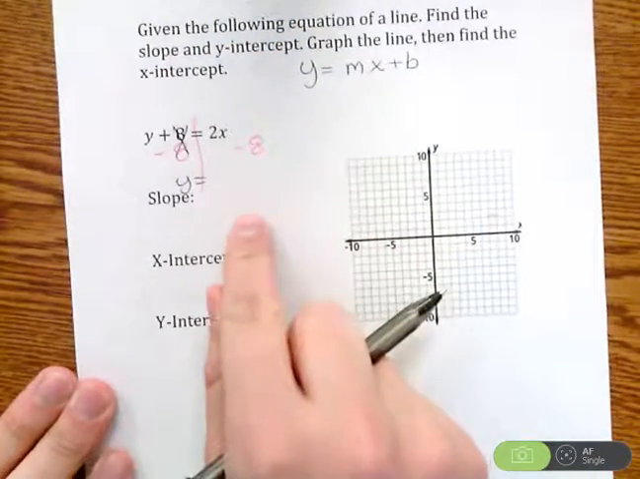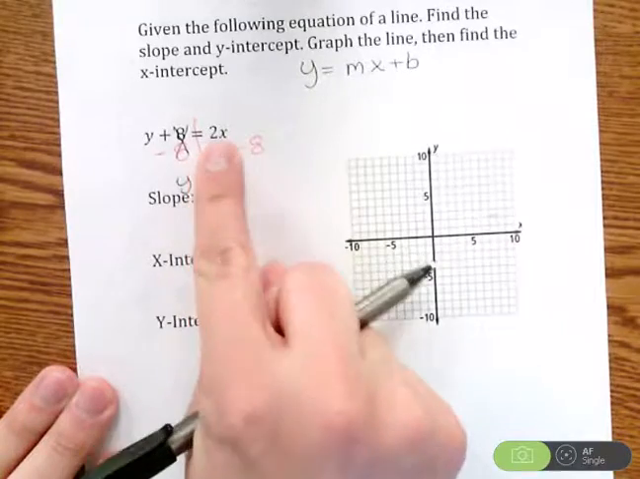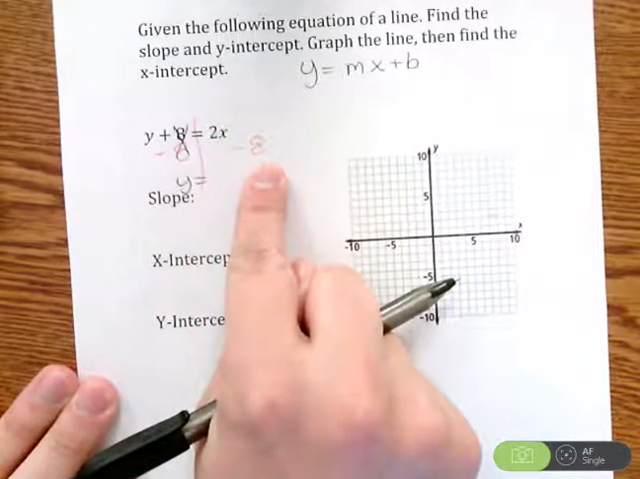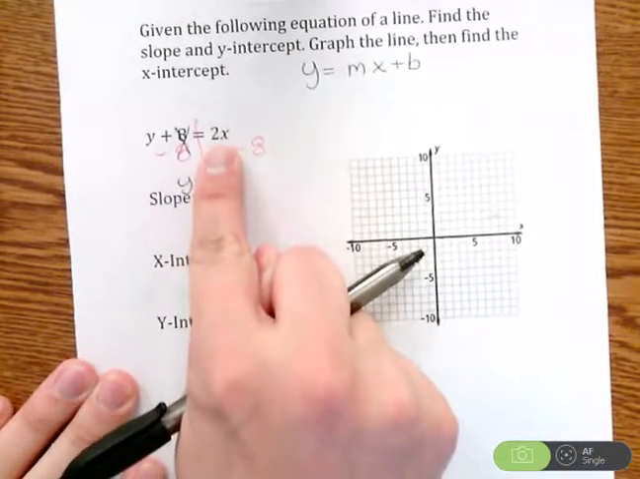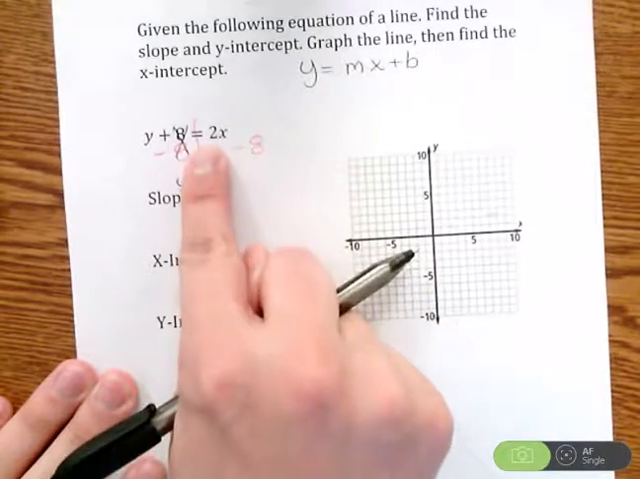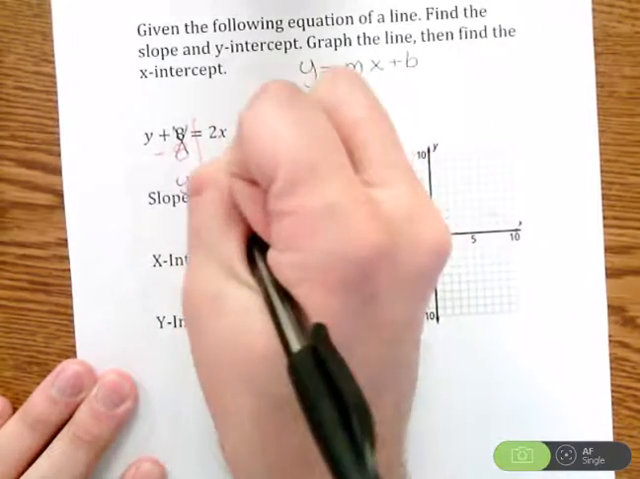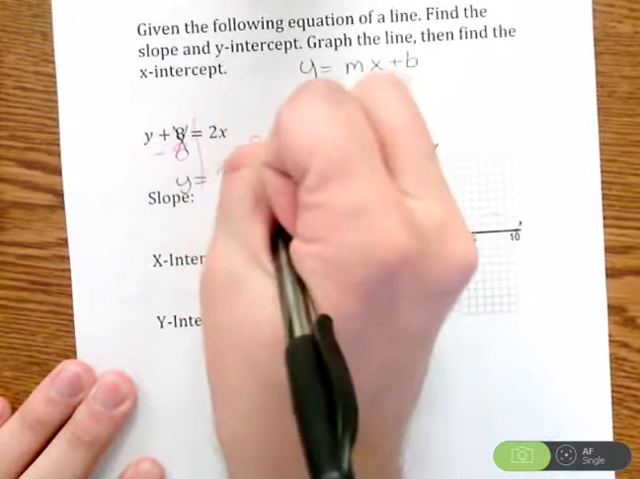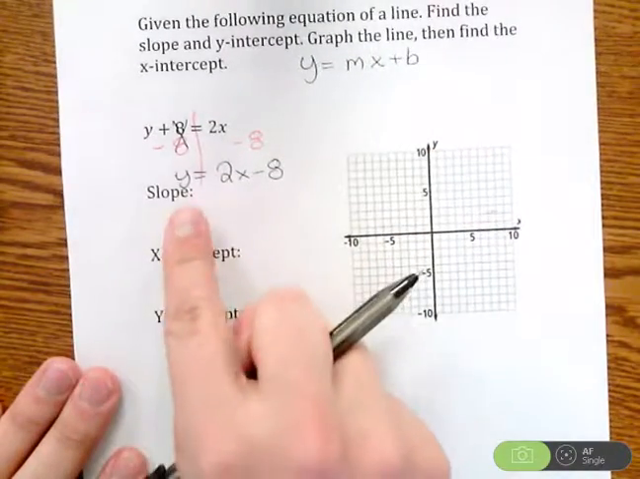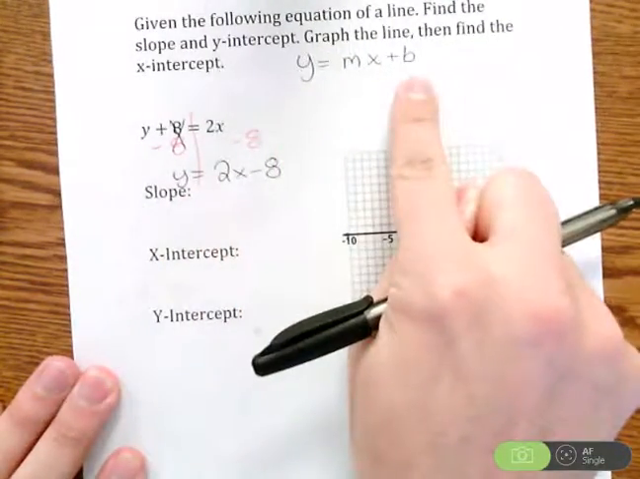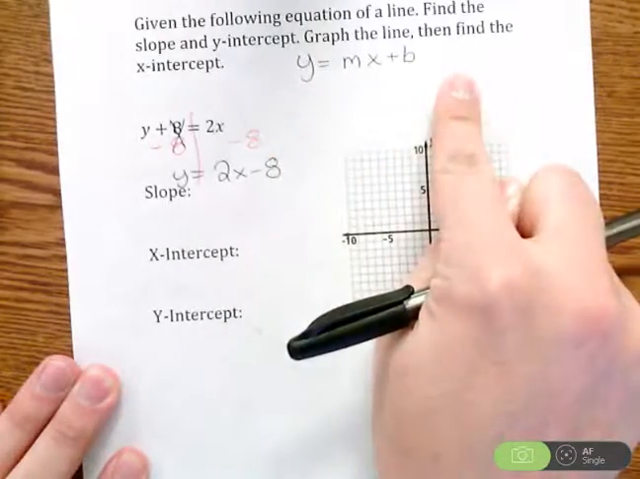On the right side, you have to be careful here. I have 2x minus 8. This is not -6. It's not -6x, because this has an x, this does not. They are not like terms. So we're just going to leave them be, just 2x minus 8. Now looking at it, it looks just like y equals mx plus b, my slope-intercept form.